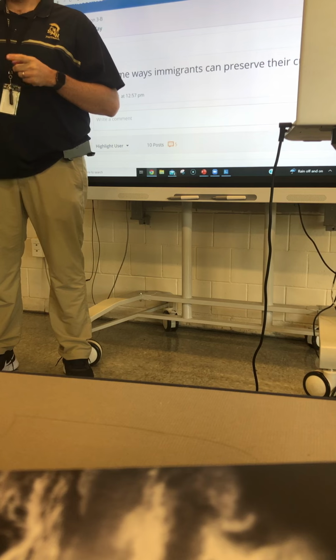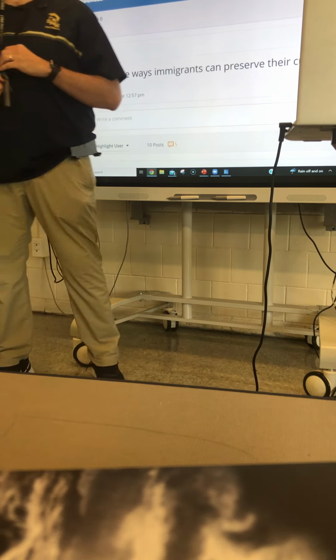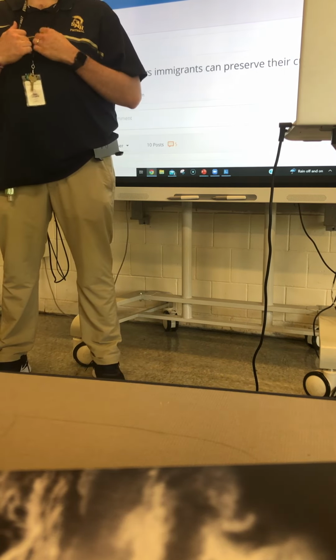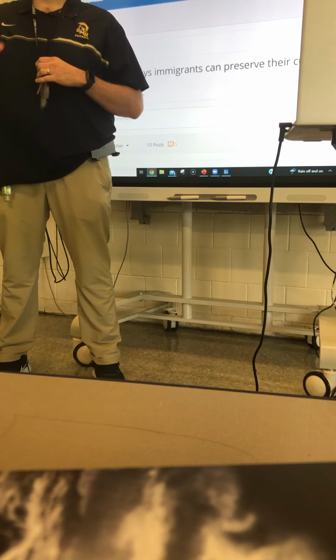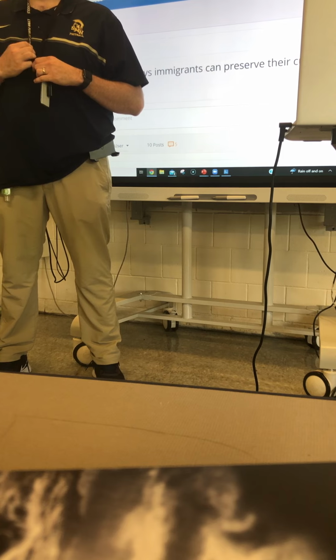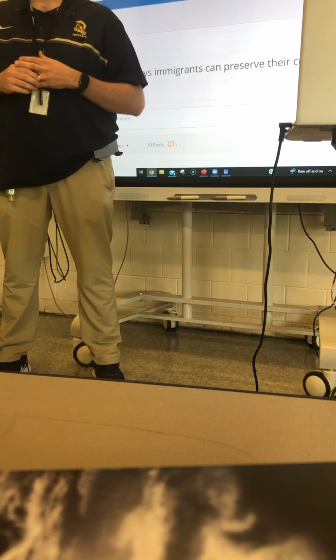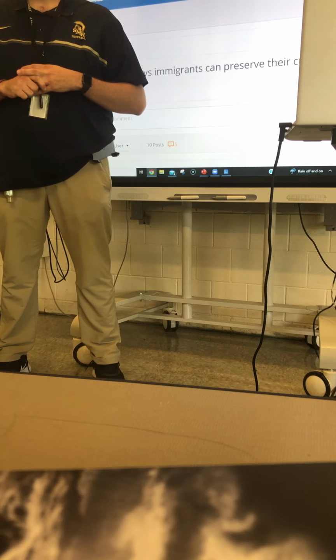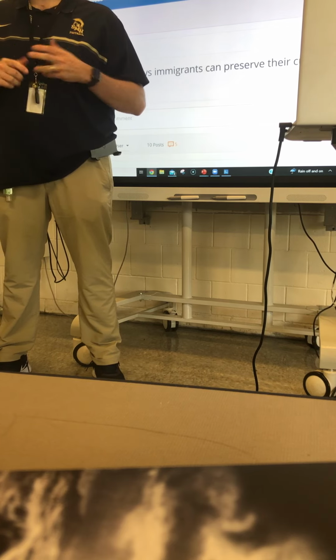What else? Representing their culture. What do you mean, representing? By showing that their culture is good. How would you show your culture? Like selling stuff or dressing. Maybe a certain attire, what you wear for clothes, right? Different cultures might dress differently. How else? Representing the cultural flag. Maybe by having your cultural flag. That's one example.